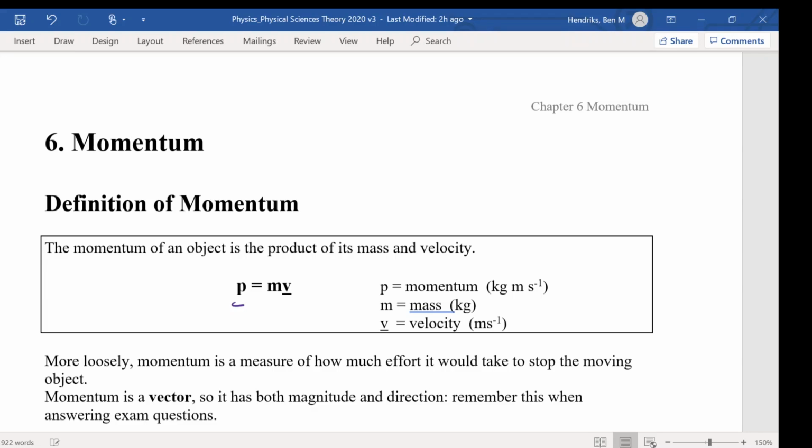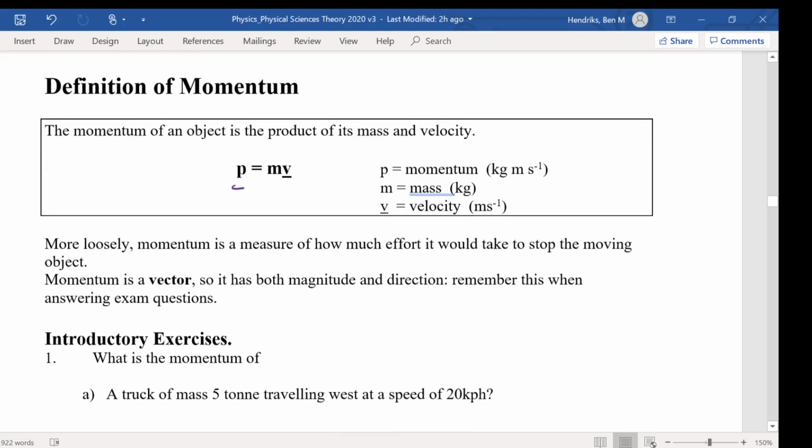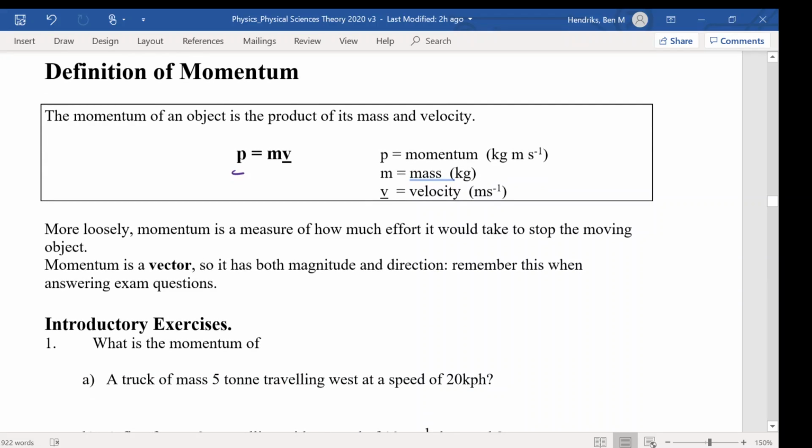The reason why P stands for momentum is basically because otherwise it would be confused with mass if we used M, and German scientists decided back in the day that P would be the letter for it, and it's kind of stuck. So, just reading through the notes here, we have, more loosely, momentum is a measure of how much effort it would take to stop the moving object.